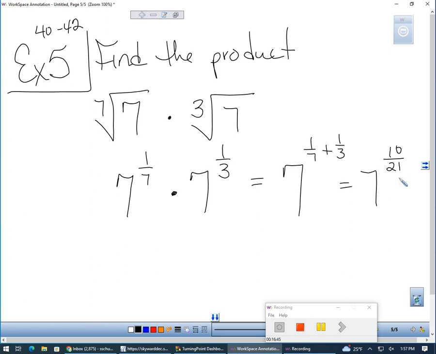All right, everybody's okay with what we just did? All right, so since this started as a radical, my answer has to finish in radical form. This is 7 to the 10th power inside a 21st root. So now we can multiply them together.